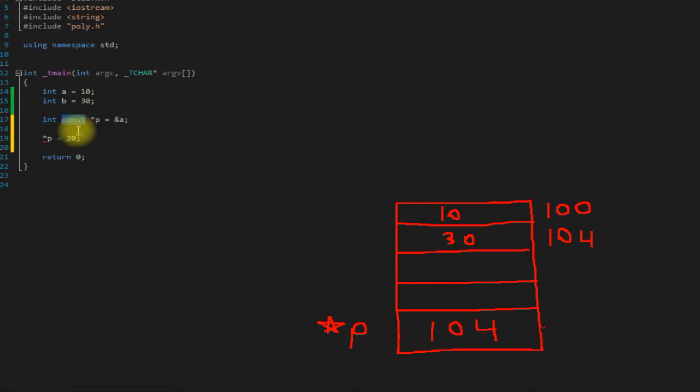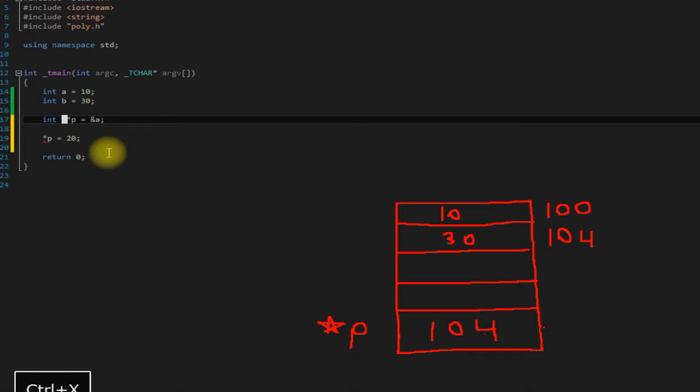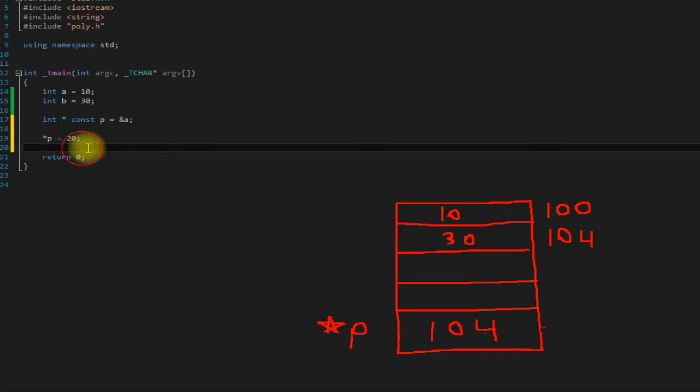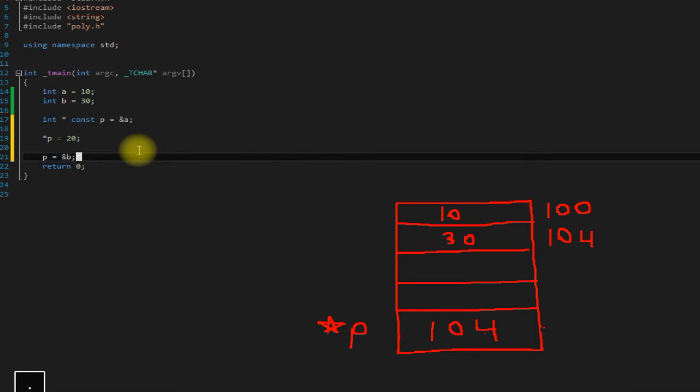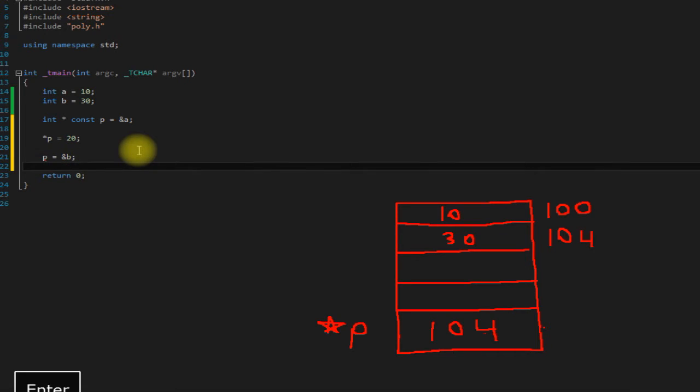So now if we actually cut that and paste it in here, now what we're saying is we have a constant pointer, which means that we can no longer reseat this pointer. It is always going to be pointing to the address of a. So we can modify the value all we want, we just can't move the pointer or reseat the pointer. So if we came down here and said p equal address of b, it'll flag it because we're not allowed to move it because it's a constant pointer.